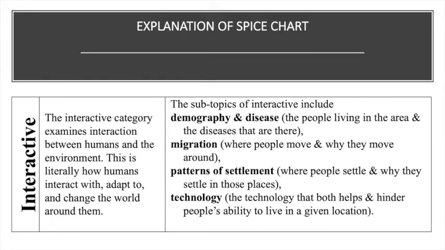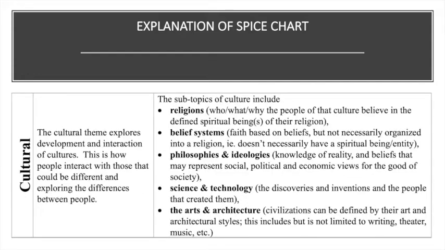So, for example, demography and disease, right? So population, is there like a plague that pops up and wipes out a large part of that population? Migration, where and how people are moving, where people are settling down. Are they in mountains? Are they in a valley? Are they by the ocean? Are they by a river? And then technology. So how are people transforming the environment around them using technology?